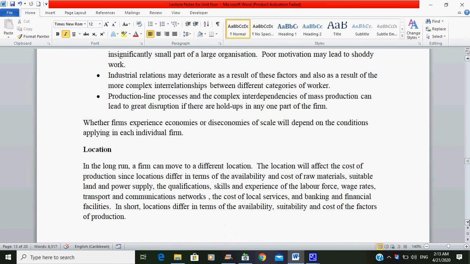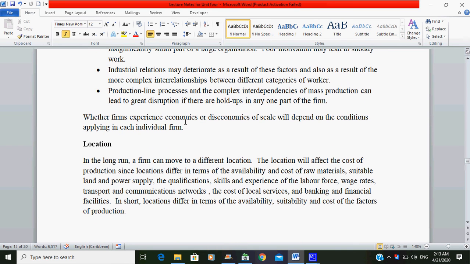Whether firms experience the economies of or diseconomies of scale will depend on the conditions applying in each individual firm.